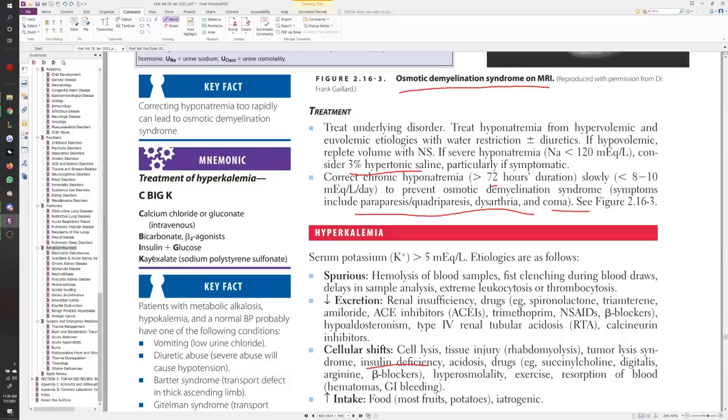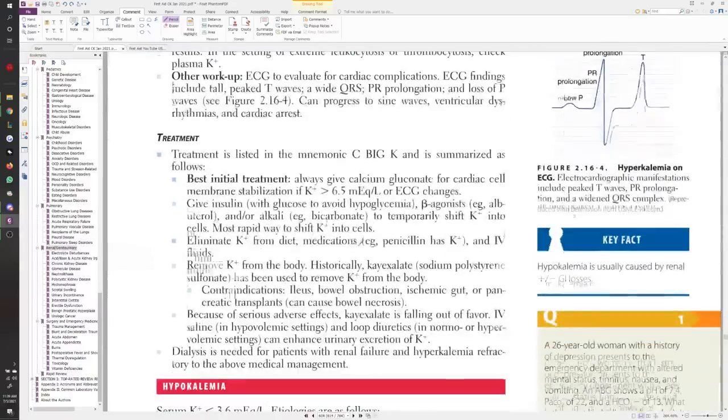They just made it like that so that it would fit this C big K mnemonic. It's usually just going to be written as sodium polystyrene sulfonate. So calcium gluconate is the most common answer choice that I've seen. And what you use, it's not like you can use any one of these. What you use really depends on what's causing the hyperkalemia.